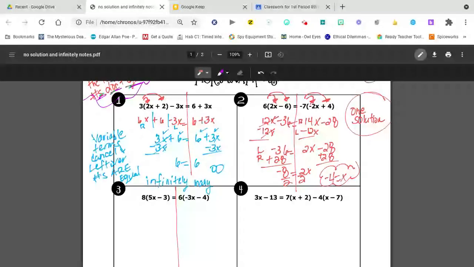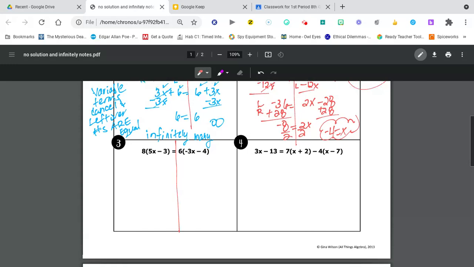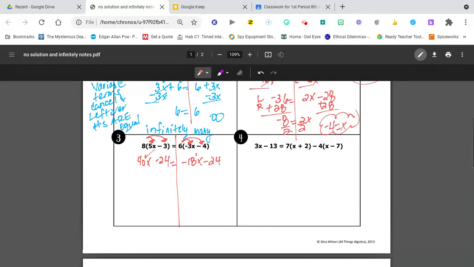All right, if you take a look at 4, I'm going to use the distributive property on both sides. So 8 times 5x is 40x. 8 times negative 3 is negative 24. 6 times negative 3x is negative 18x. And 6 times negative 4 is negative 24. Now I'm going to show you something. These two variable terms are not the same. I'm pretty sure I'm going to end up with one solution again, because my variables are not going to cancel.